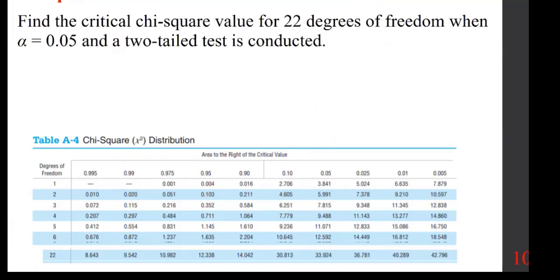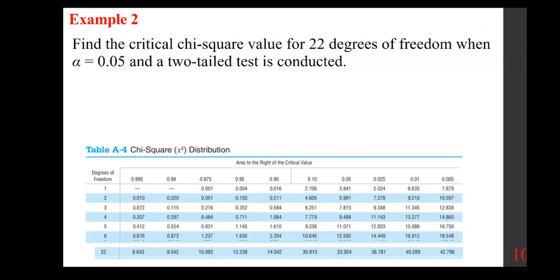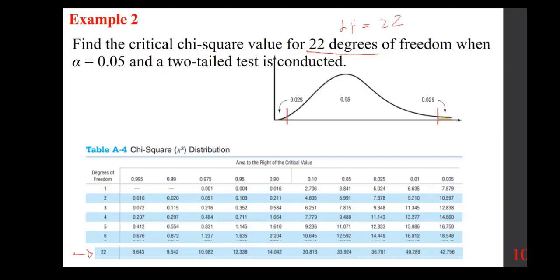Here's the next one. We're going to find the critical chi-square value of 22 degrees. Again, degrees of freedom is given. You don't have to subtract one. So that's fine. That means you're looking at this one. It's a two-tail test. Alpha is 0.05. So you draw the graph. 0.95 is smack in between. 0.05 divided by 2, which means 0.025 on each side. Now, what do we need? We need degrees of freedom, which is 22.